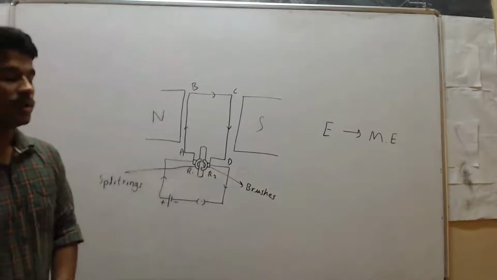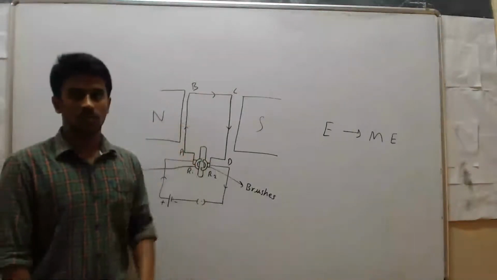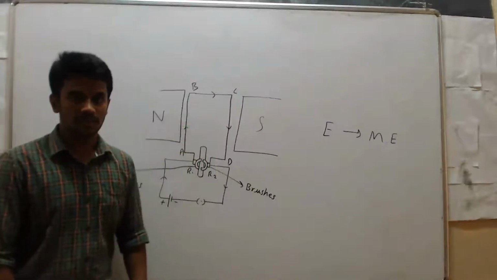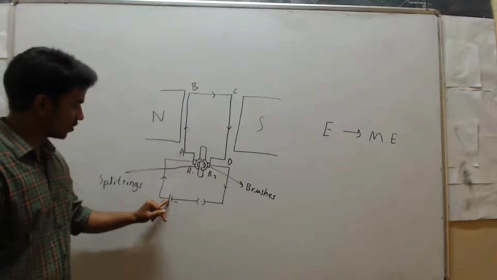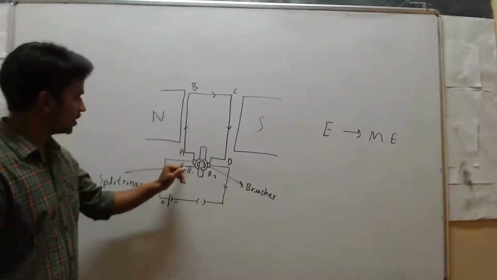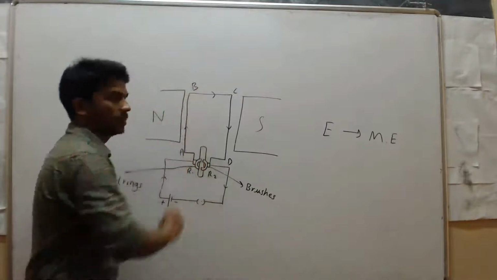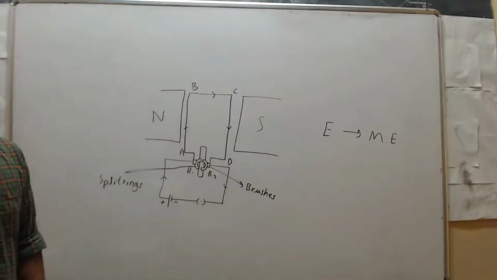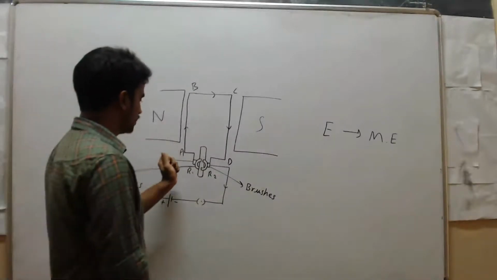Now we should know in which direction that coil will move, whether it will move upwards or downwards. First see the current. What is the current? The current direction is from positive to negative. So we can say that the direction of the current is first A to B. Now current is moving in this direction.